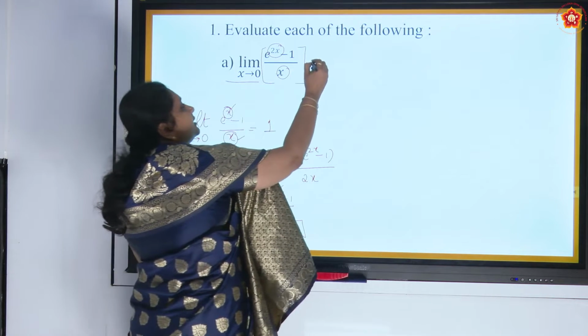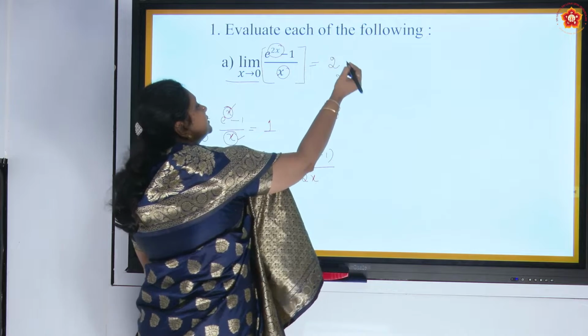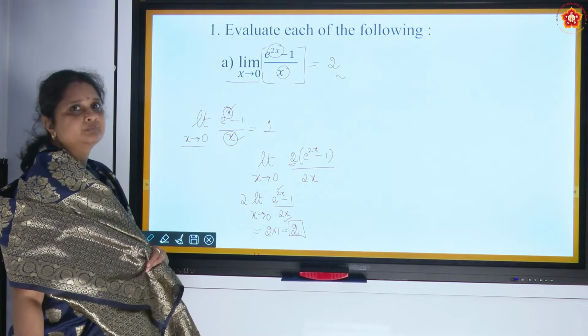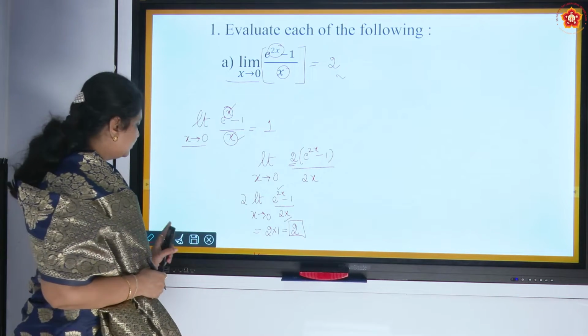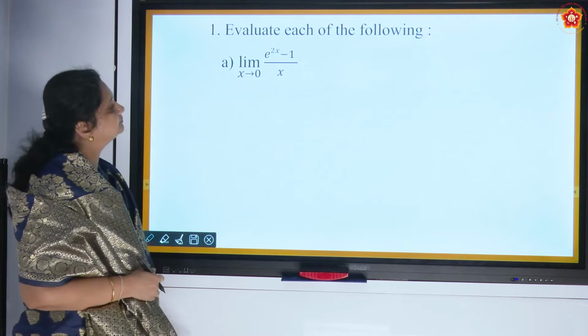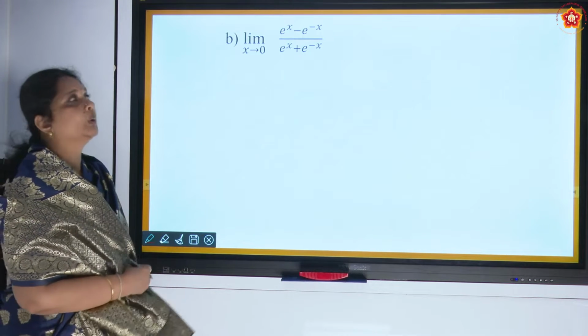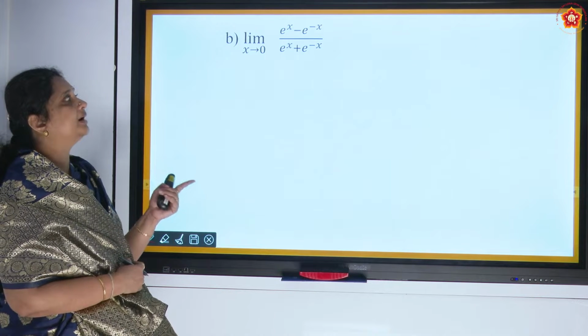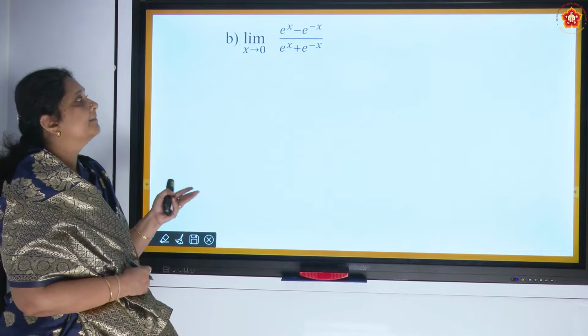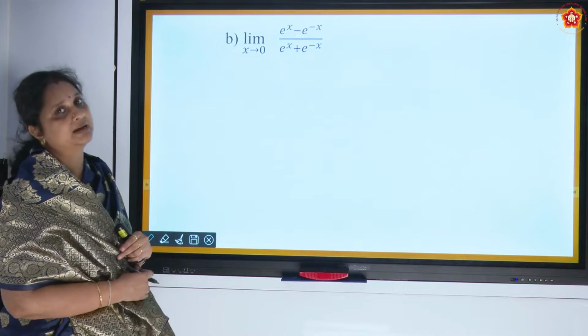So, limit x tending to 0, e power 2x minus 1 by x is 2. I hope you understood. We'll move on to the next question. Okay. Now here if you see, I have e power x minus e power minus x, by e power x plus e power minus x.